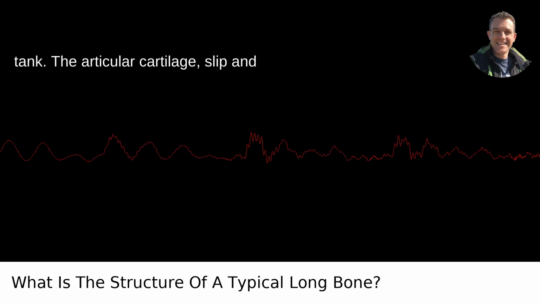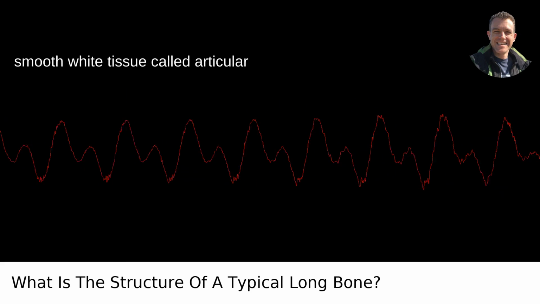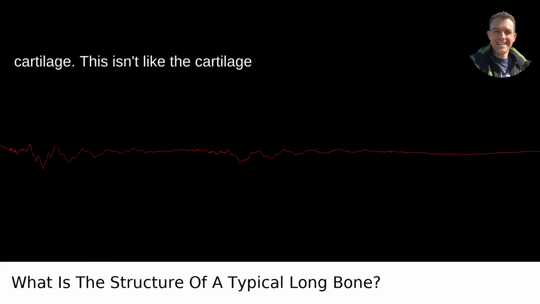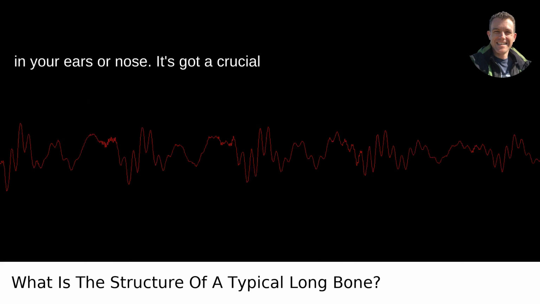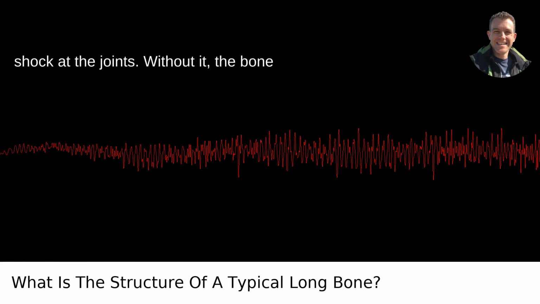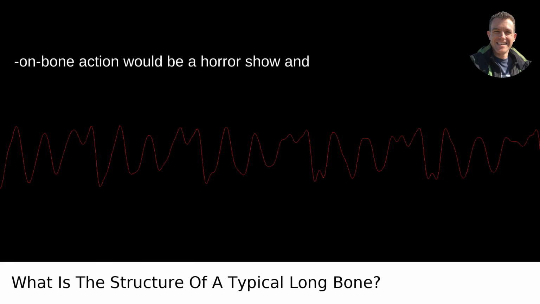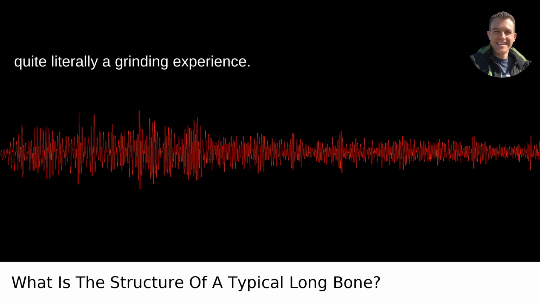The articular cartilage, slip and slide. Where our bones meet, you'll find a smooth white tissue called articular cartilage. This isn't like the cartilage in your ears or nose. It's got a crucial role in reducing friction and absorbing shock at the joints. Without it, the bone-on-bone action would be a horror show and quite literally a grinding experience.